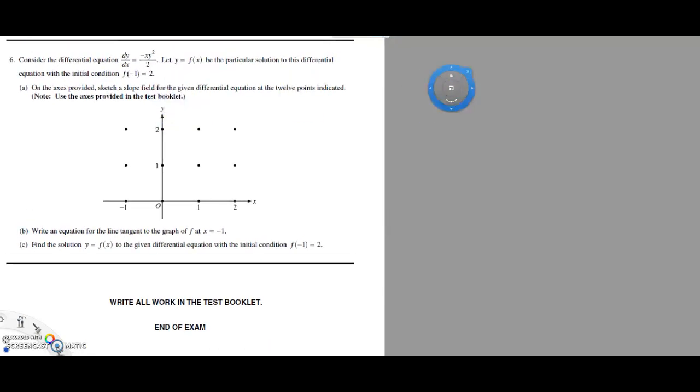In this video, I'm going to show you how to solve the 2005 Form B FRQ. In this particular problem, it gives us dy over dx equals negative x squared y squared over 2. Let y equal f of x be the particular solution to this differential equation with the initial condition f of negative 1 equals 2. Part A wants us to do the 12 points indicated.